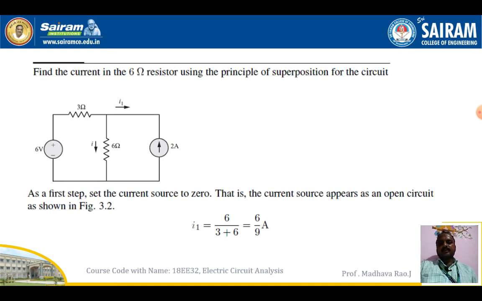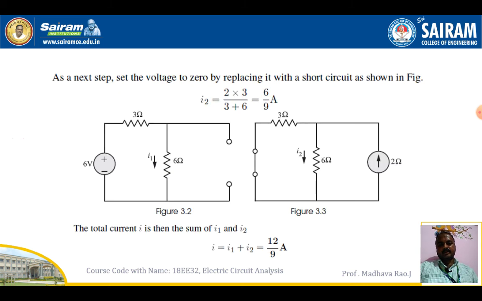So in the problem, we have to find the current in the 6 ohm resistor. I1 is equal to 6 by 9 and I2 is equal to 6 by 9. So the total current is 12 by 9 amperes. Open circuit, short circuit we have to make, and I is equal to I1 plus I2, equal to 12 by 9 amperes.